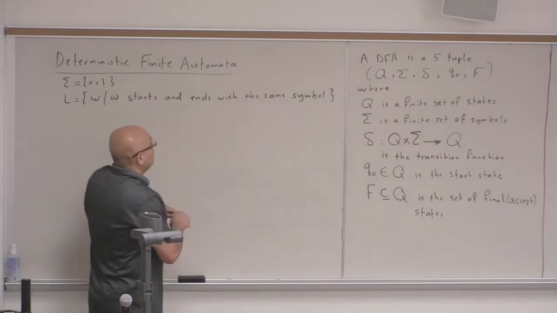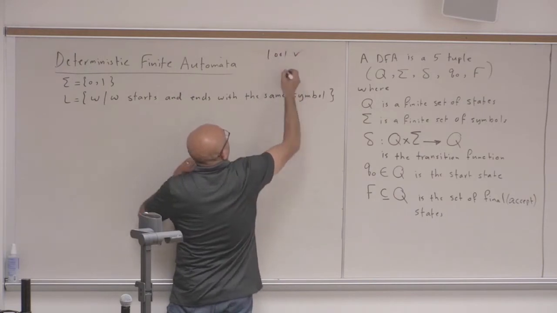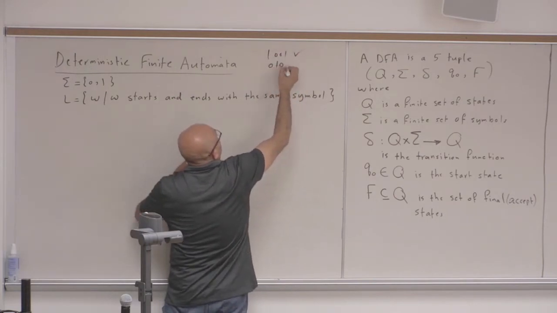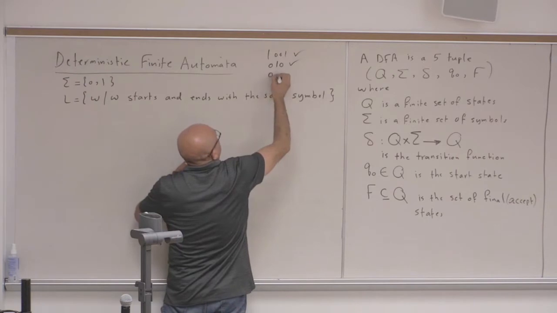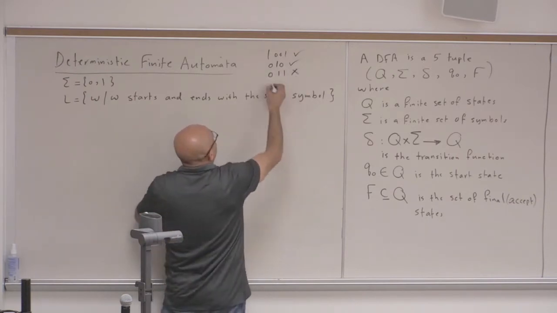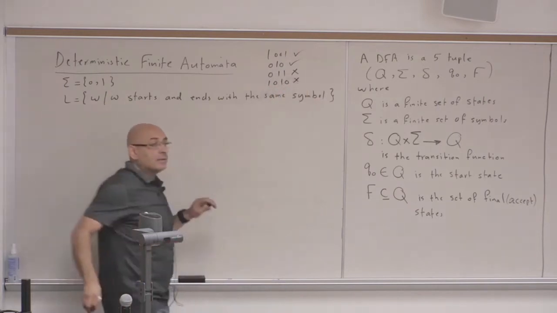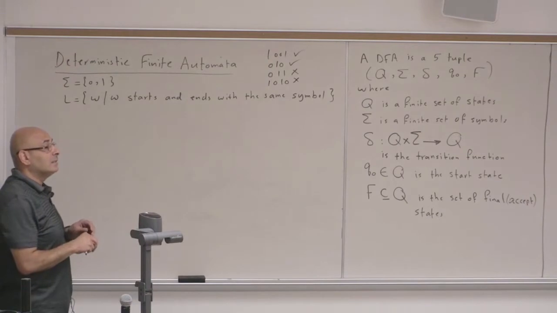It's like, if you have 1, 0, 0, 1, this is an accept. 0, 1, 0, accept. 0, 1, 1, reject. 1, 0, 1, 0, reject. Yes? What about the empty string?